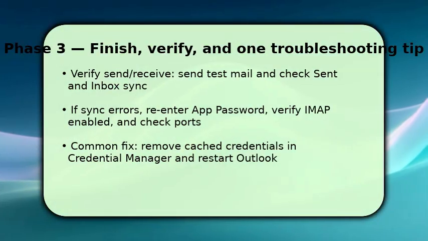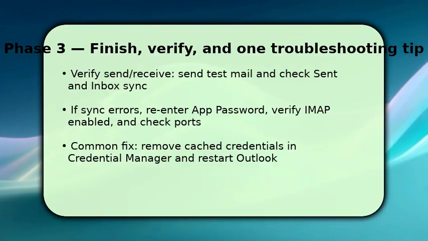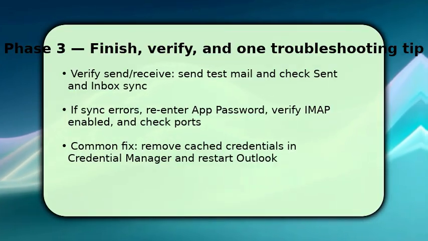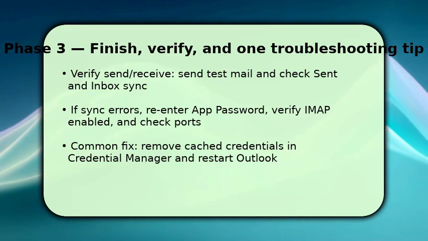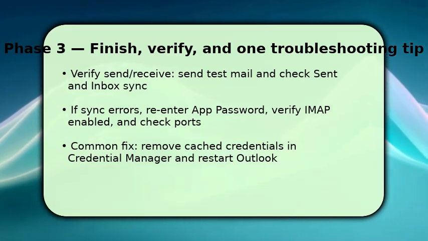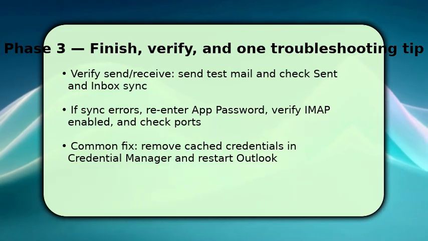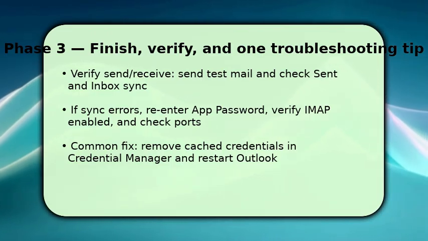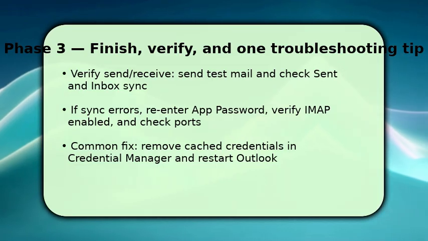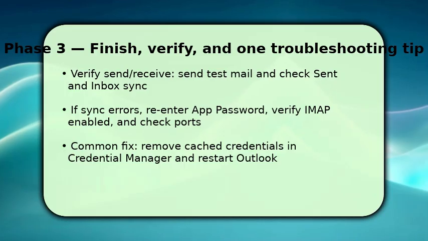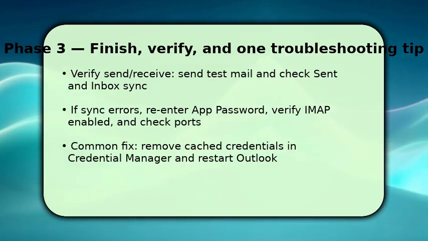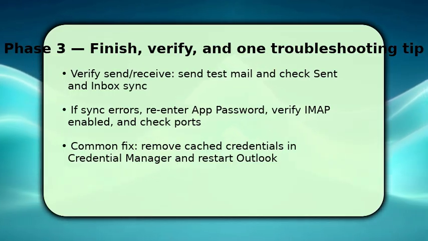You finish by verifying synchronization and addressing common issues. Send a test message and confirm it appears in Sent and on Gmail web. Make sure new incoming mail lands in inbox. If you see authentication errors, re-enter the app password, confirm IMAP remains enabled in Gmail, and double-check ports and security types. If Outlook still balks, clear old stored credentials in Windows Credential Manager and restart Outlook. This often resolves cached password conflicts, so the correct app password is used going forward.